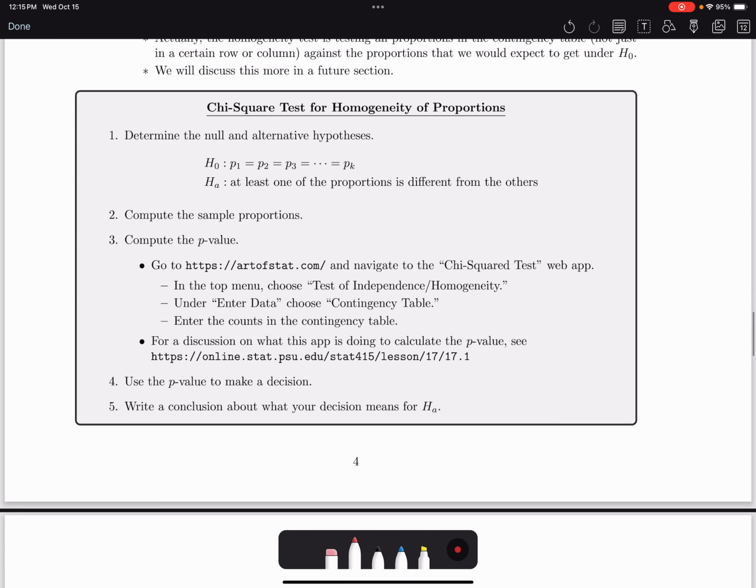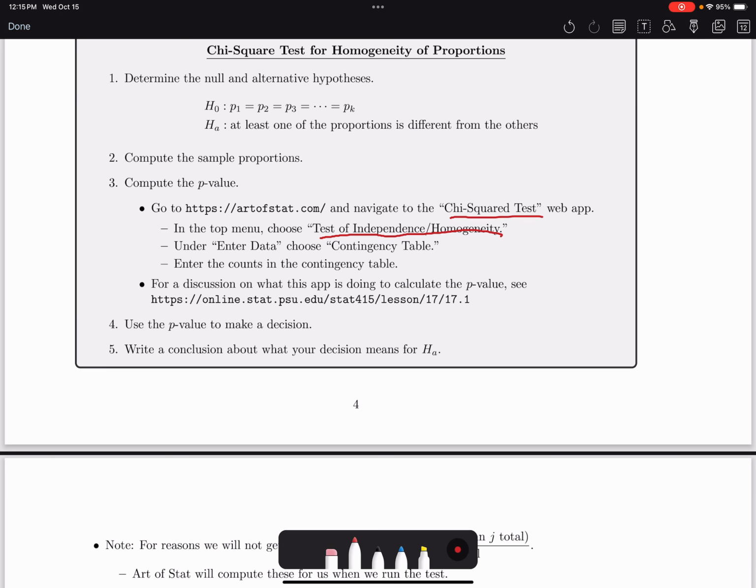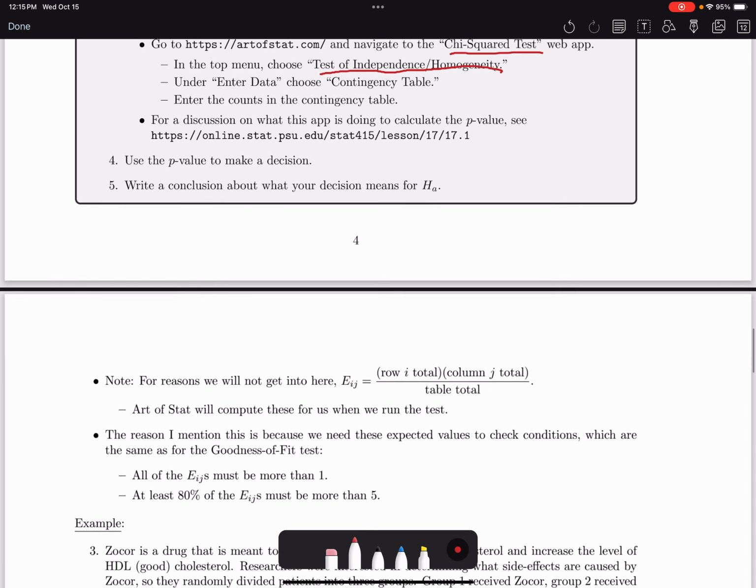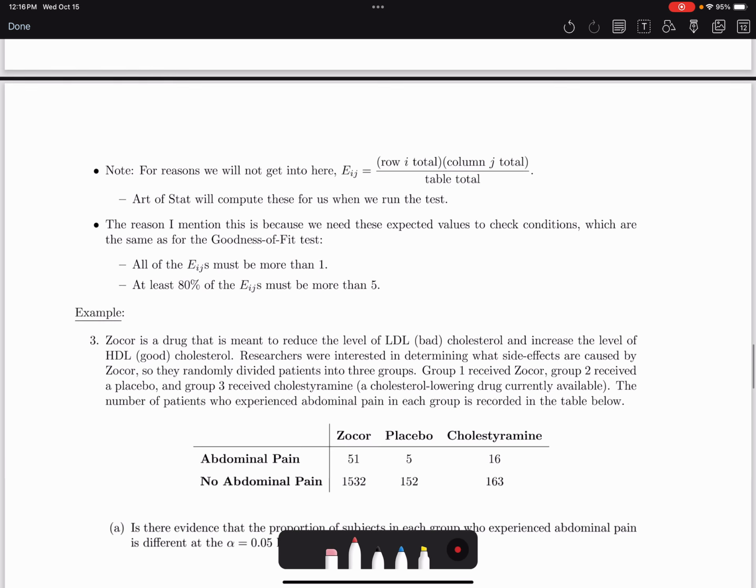Okay, here's the test. And we're going to get the p-value from the same place, the chi-squared test app. The difference is that we're going to choose test of independence / homogeneity instead of goodness of fit. Okay, so a couple other things to say, and then we'll look at some examples.